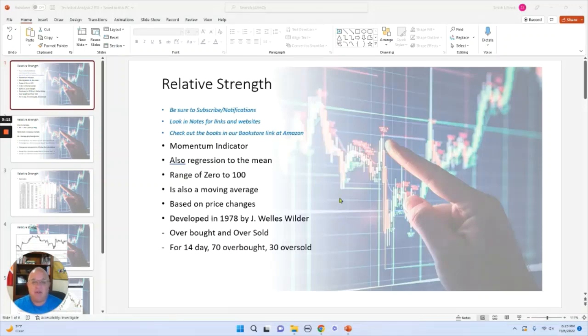Tonight we're going to be talking about relative strength. It's a pretty good indicator, I believe. I use it in conjunction with Bollinger Bands. And it's interesting. I'm going to show you the math and how it works and how you want to use it out there in other ways as well.